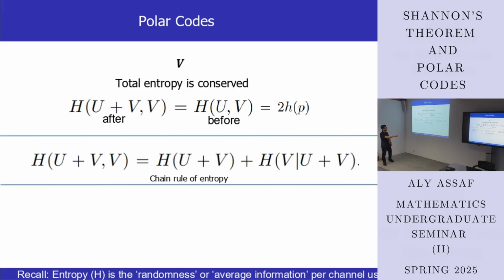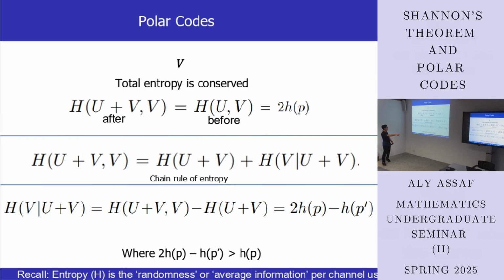Once we introduce the chain rule of entropy here, we see that now there is some conditional probability. And lastly, we can rearrange the chain rule of entropy simply, and we obtain this very nice equation, which basically lets us know that so long as p is less than a half, 2H(p) minus H(p prime), the probability we just finished calculating, is going to be greater than H(p). So because the entropy, the randomness, increases, we know that the probability decreases. Remember the inverse relationship.